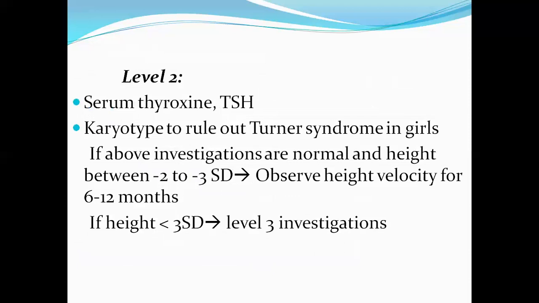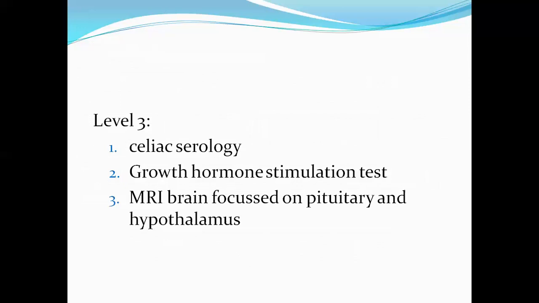Level 2 investigations: serum thyroxine, TSH, karyotyping to rule out Turner syndrome in girls. If above investigations are normal and height is between 2 to 3, observe the height velocity for 6 to 12 months. If height is less than 3 standard deviation, then we will go to level 3 investigations. Level 3 investigations are celiac serology, growth hormone stimulation test, MRI brain focused on pituitary and hypothalamus.